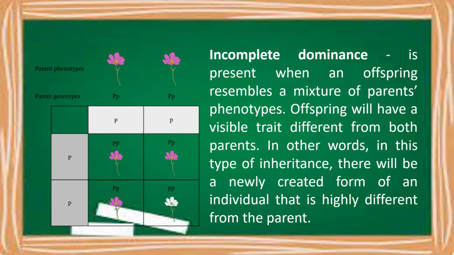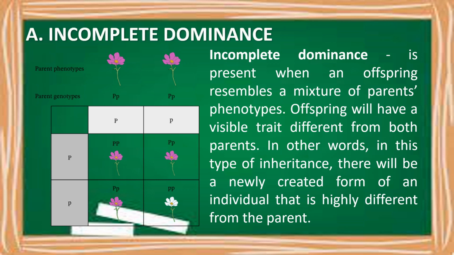So one of the patterns of non-Mendelian inheritance is incomplete dominance. Incomplete dominance is present when an offspring resembles a mixture of parents' phenotypes. Offspring will have a visible trait different from both parents. In other words, in this type of inheritance, there will be a newly created form of an individual that is highly different from the parent.